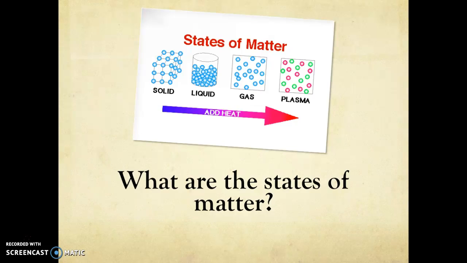Alright, so all matter can be found in one of four states. Now we usually refer to only the first three, which are solids, liquids, and gases. And we usually refer to just those because the fourth state of matter, plasma, is not very common on Earth. So we'll talk about that in a minute or two.